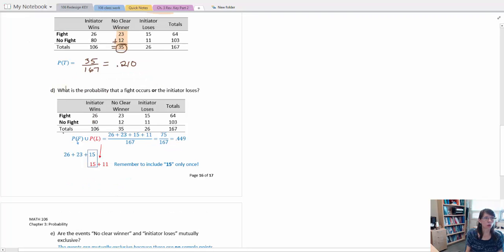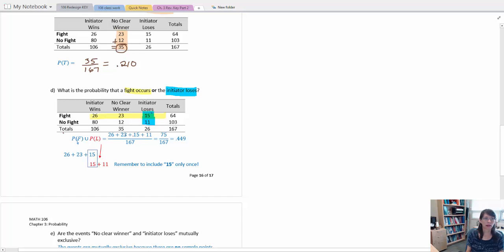For part D, the question is, what is the probability that a fight occurs or the initiator loses? So looking at the table, fight occurs involves the numbers 26, 23, and 15. And then we have initiator loses. So initiator loses would be the numbers 15 and 11. And we can see that these two events intersect at the number 15. So we're only including the numbers 26 plus 23 plus 15 plus 11. So I've written that already, 26 plus 23 plus 15 plus 11.